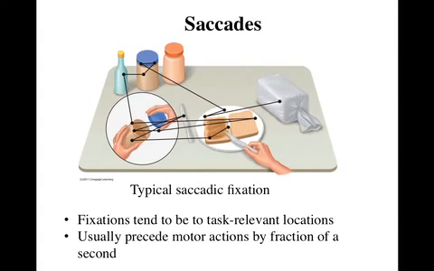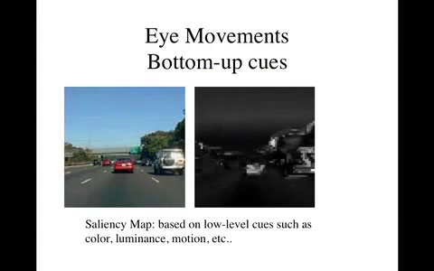So saccades are these meaningful movements that are very highly correlated with the task at hand. And so this is a typical saccadic fixation. We often fixate locations a little bit before we're about to act upon them, and it makes perfect sense. You're figuring out where the items are that you need to interact with, and then you initiate the motor action. And so this happens very quickly. By a fraction of a second before you interact with something, you typically move your eyes there.